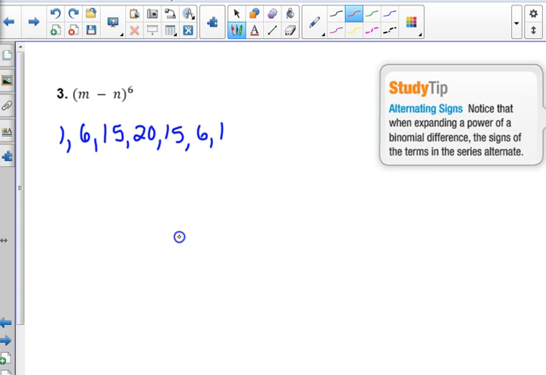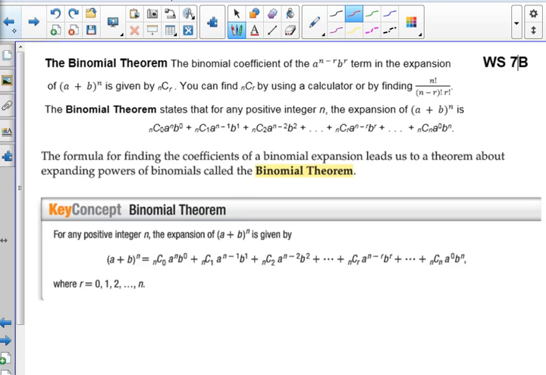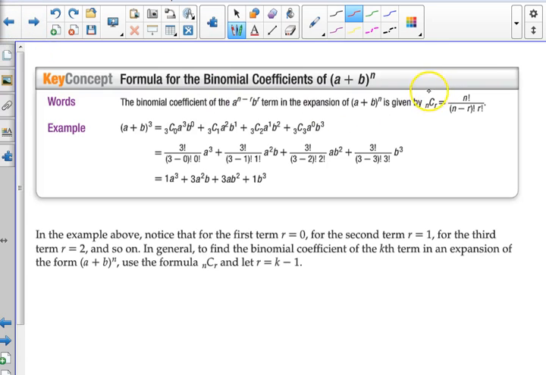Yeah, but what if you didn't have row 5? What if I wanted row 20 right now? There's a way to do that. Let me show you. The way to do that is to use the combination key on your calculator. If you want row 6, 6 combinations of 0 will give you the first coefficient. 6 combinations of 1 will give you the second coefficient.